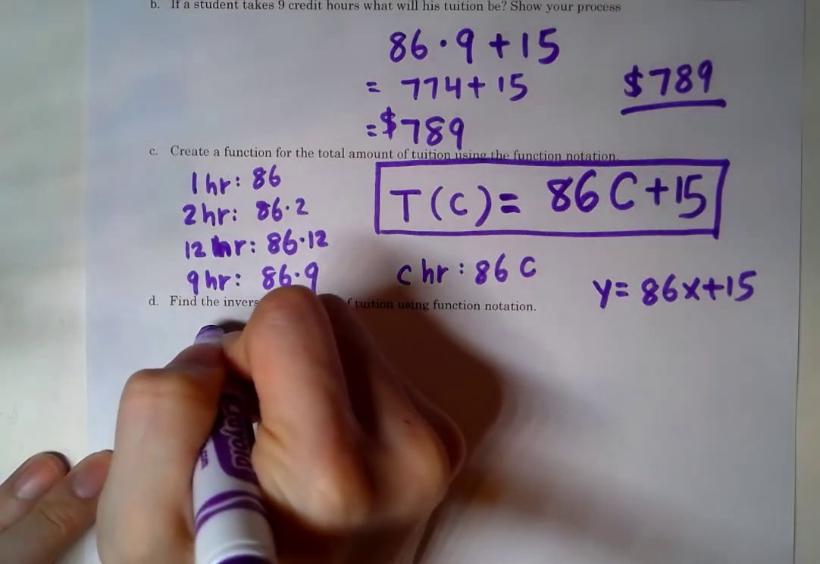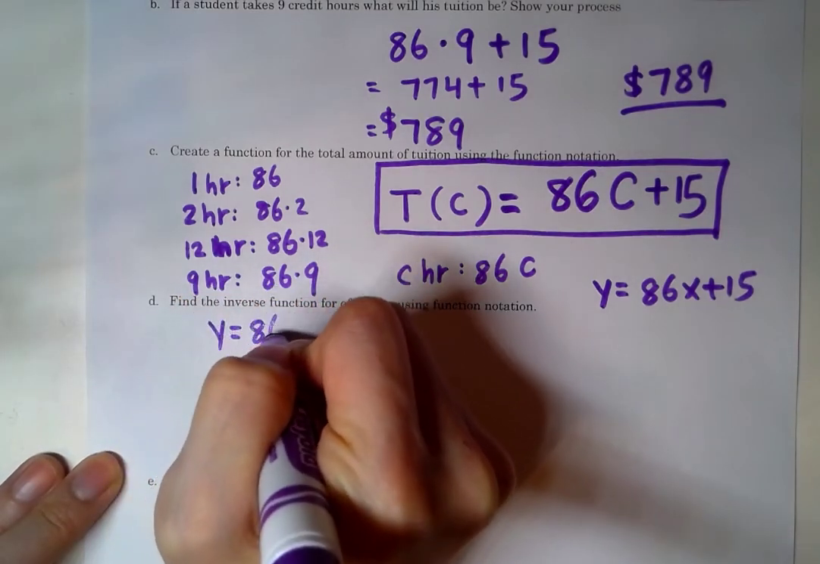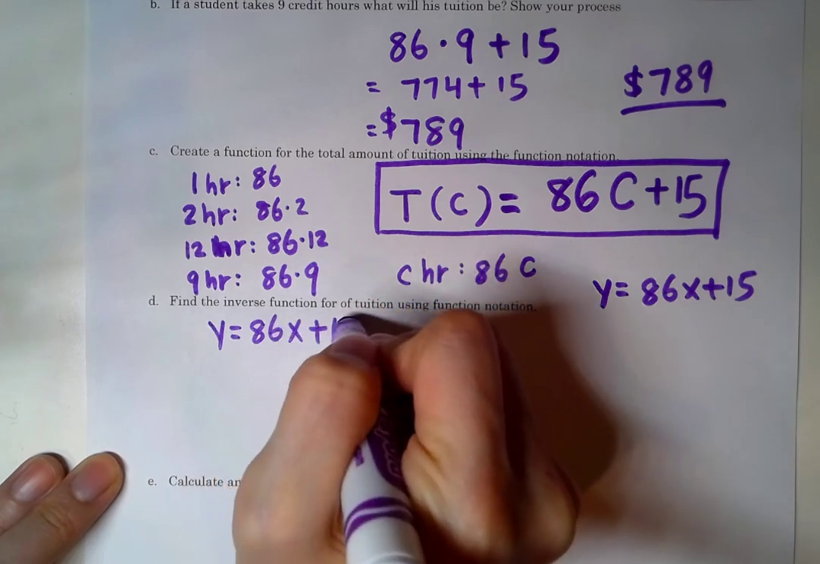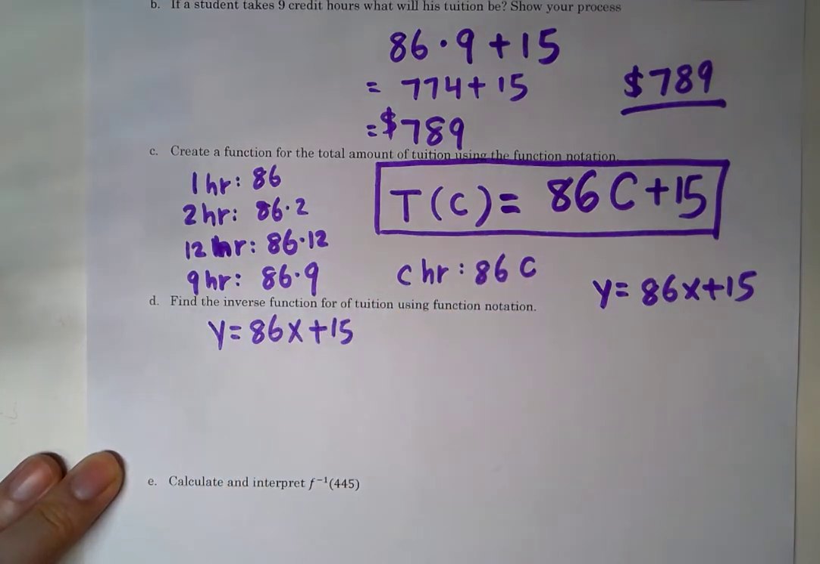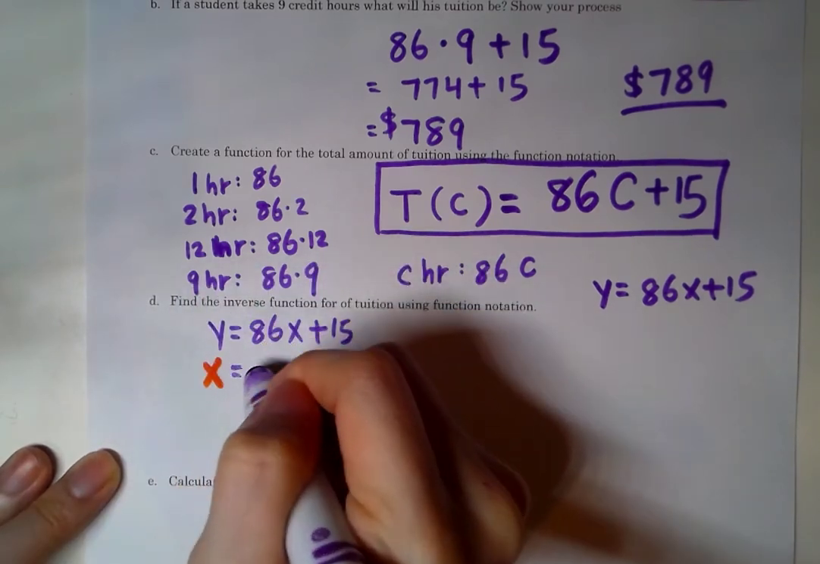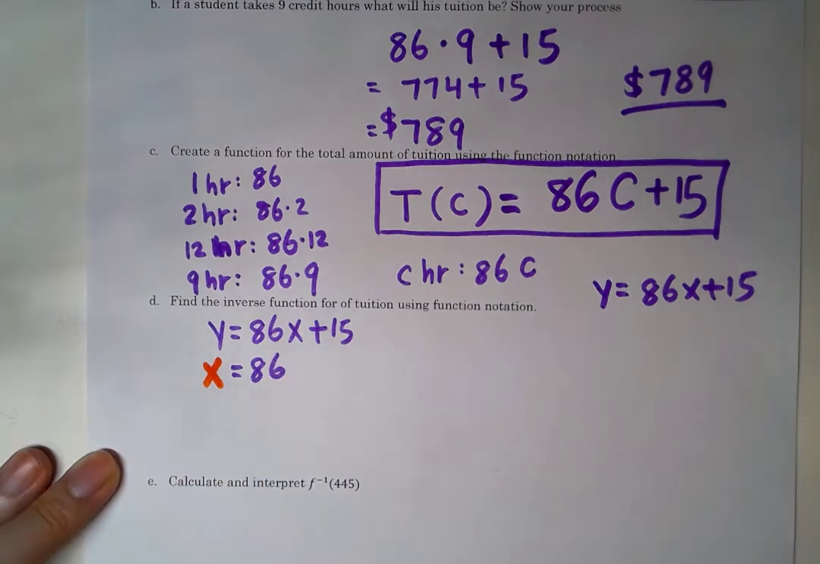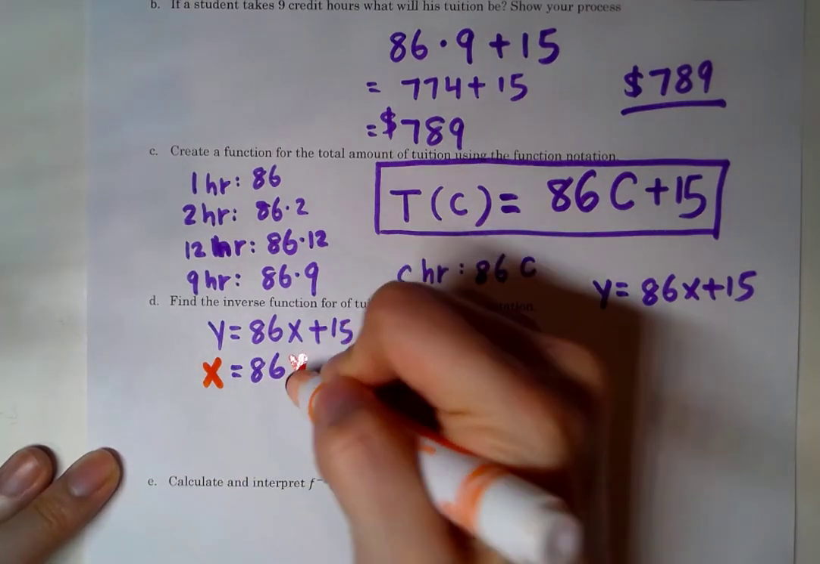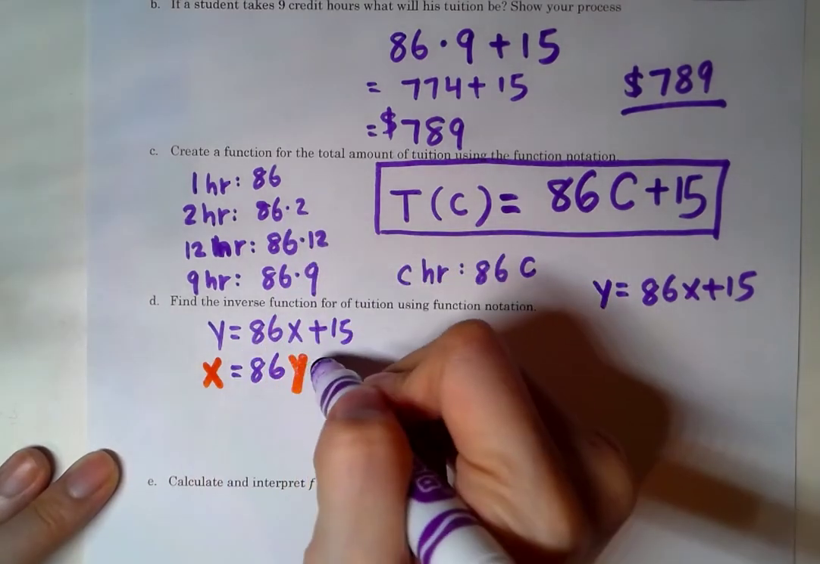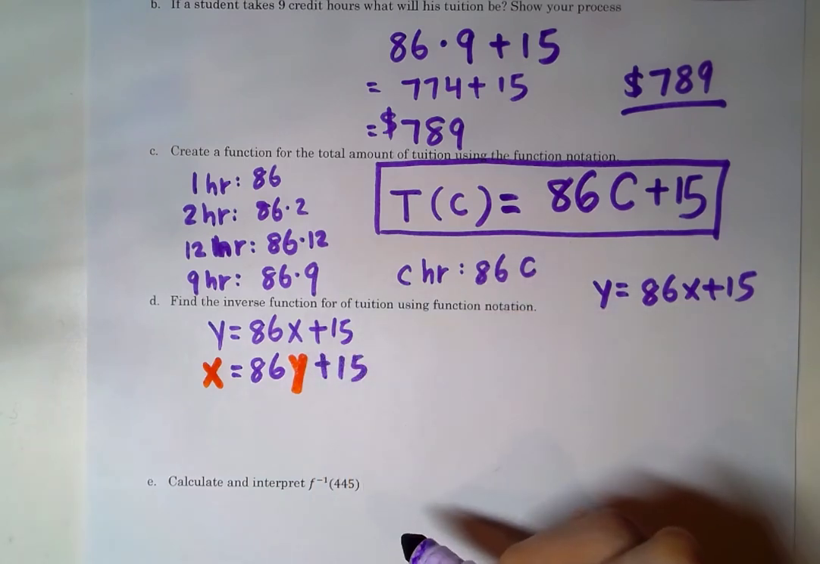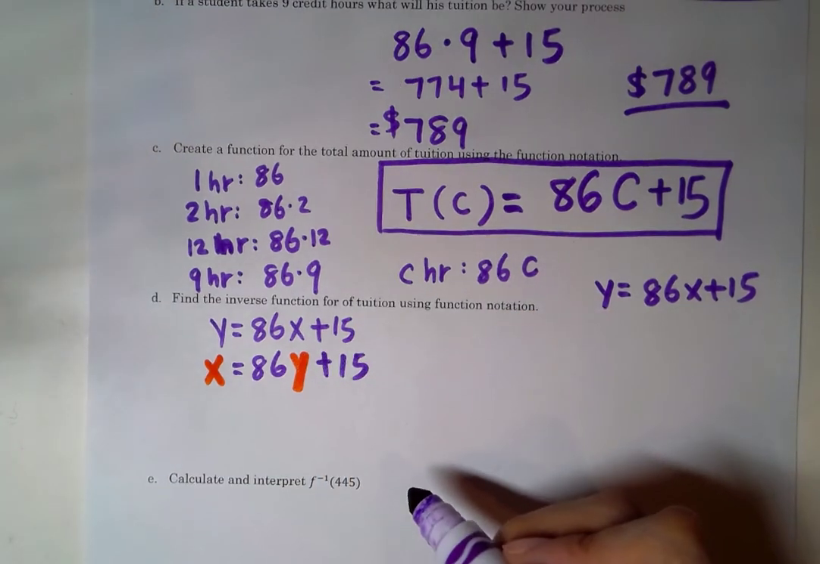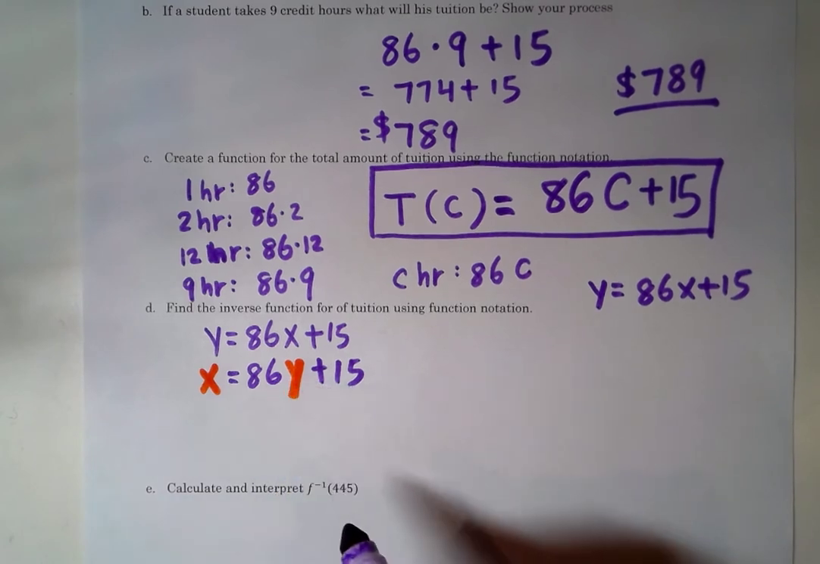So I got y equals 86x plus 15, right? And to get my inverse function, what do you do? You change your x and y. So x equals 86y plus 15, right? And then we need to solve it for y.